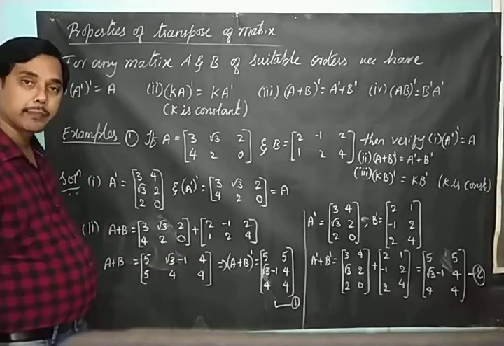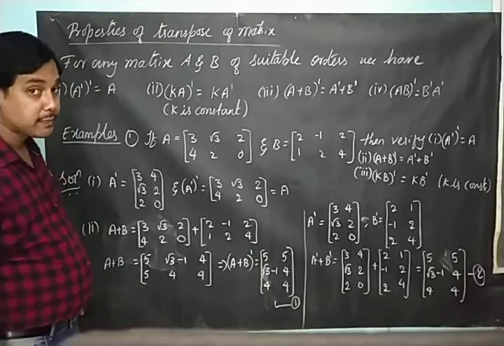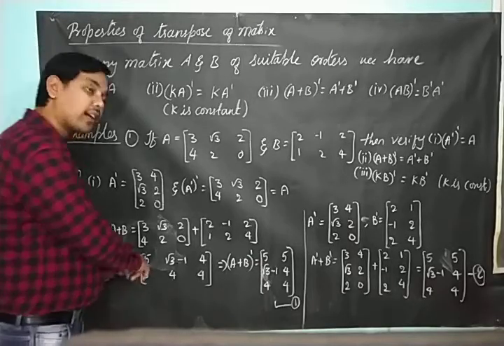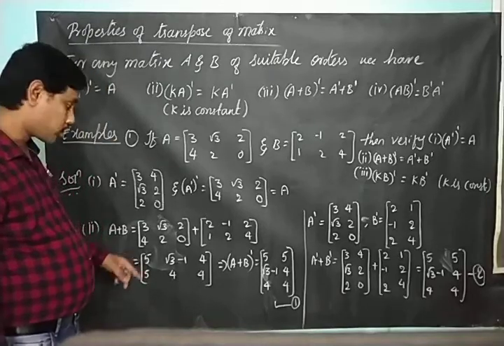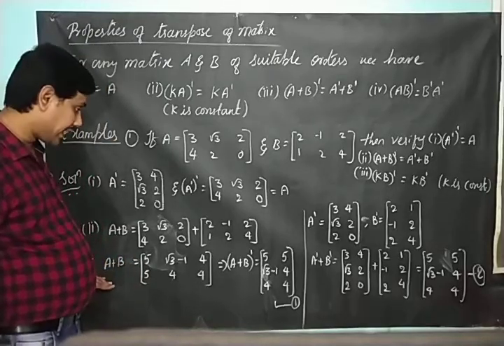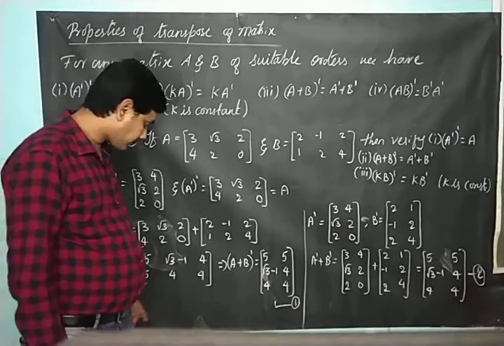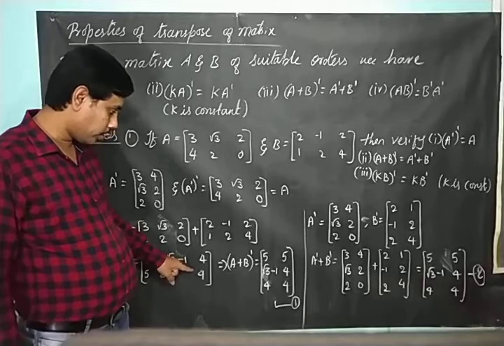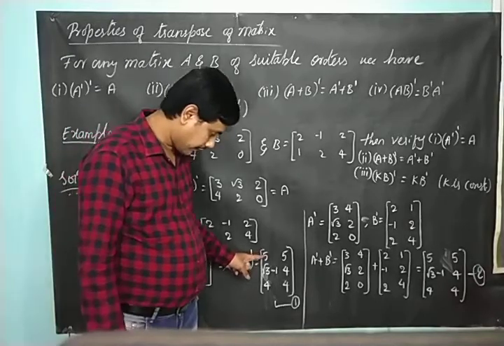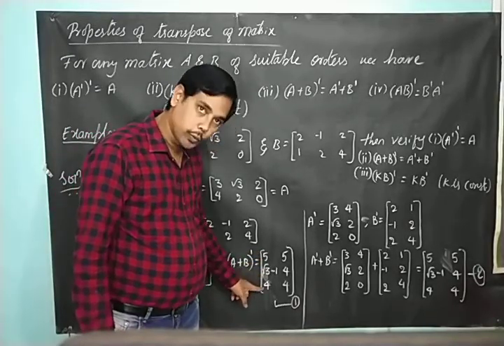So this is A plus B transpose. So convert the row of this into a column. A row should be written as a column. So when I take the transpose of this, what is the first row here? 5, root 3 minus 1, 4. So that becomes the first column, 5, root 3 minus 1, 4.